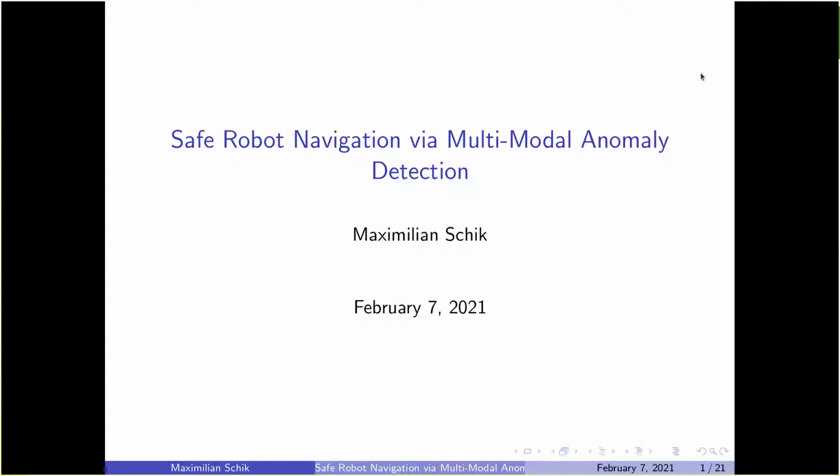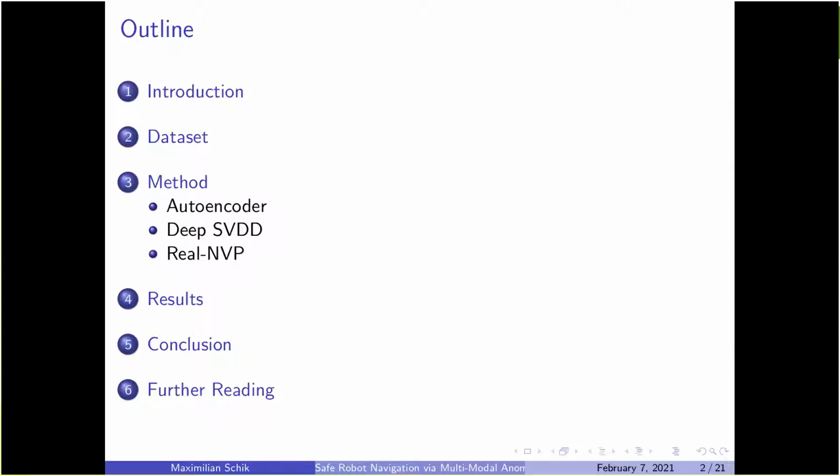Okay, then welcome to my small little presentation about safe robot navigation via multimodal anomaly detection. We will have a small introduction. After that, we will talk about the data set. After that, we will talk about the various methods that were used in the paper. Then we will look at the results and finish with a conclusion. And after that, I will give you a few references if you want to look into things further.